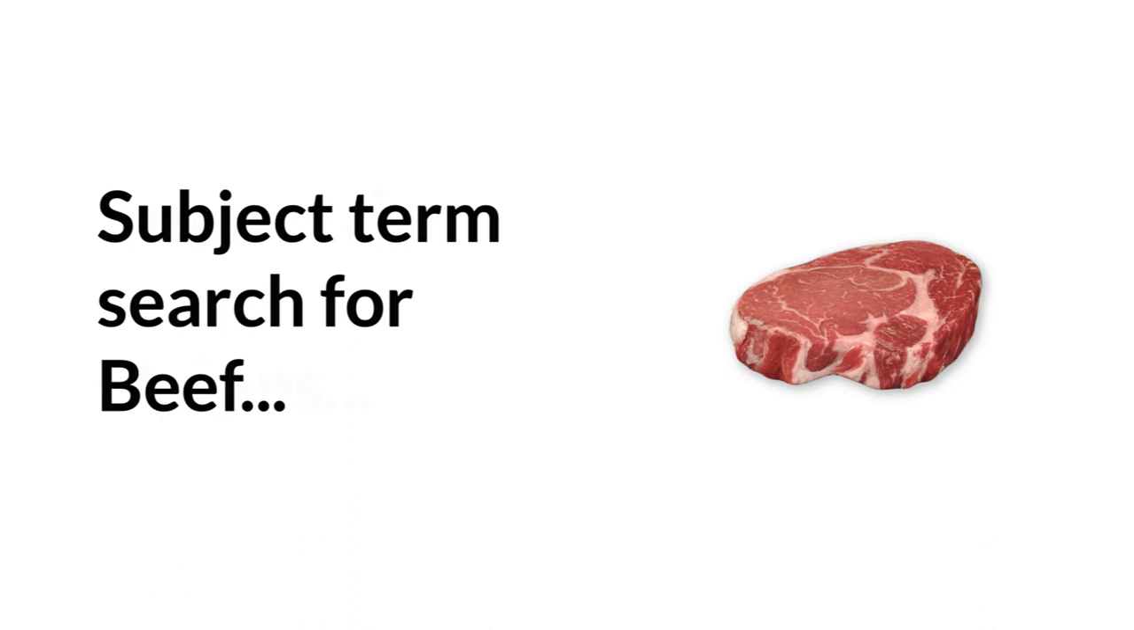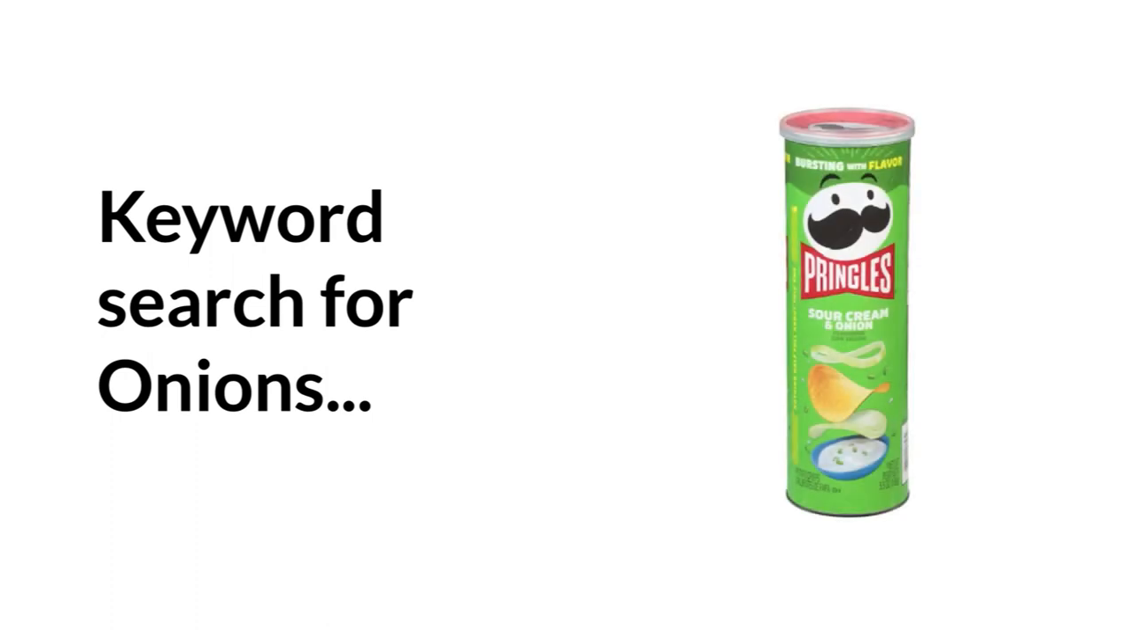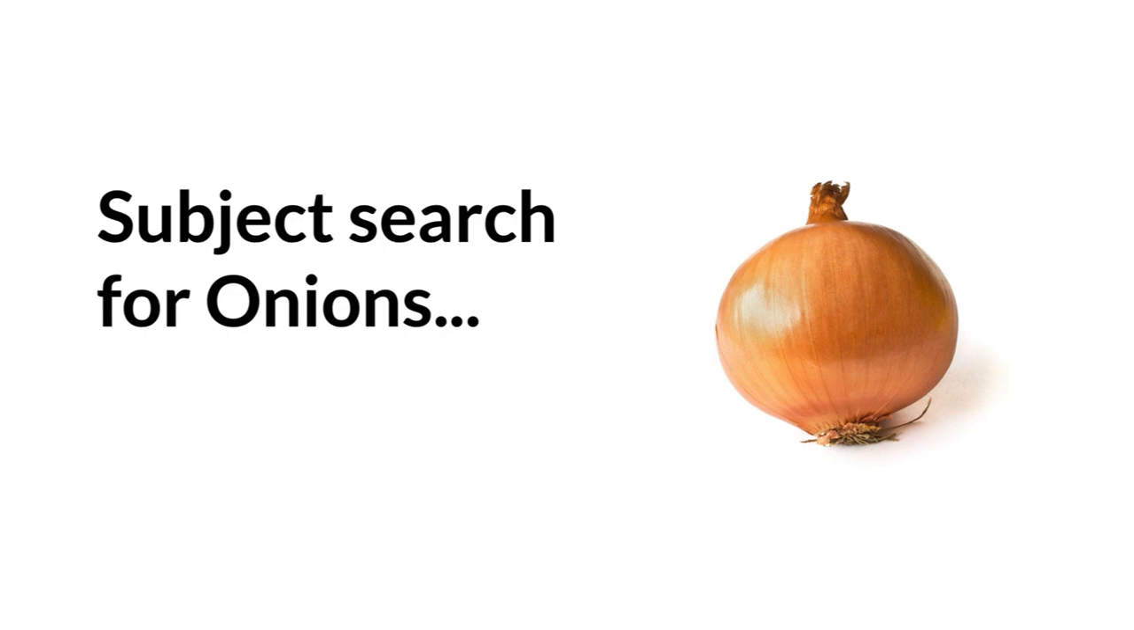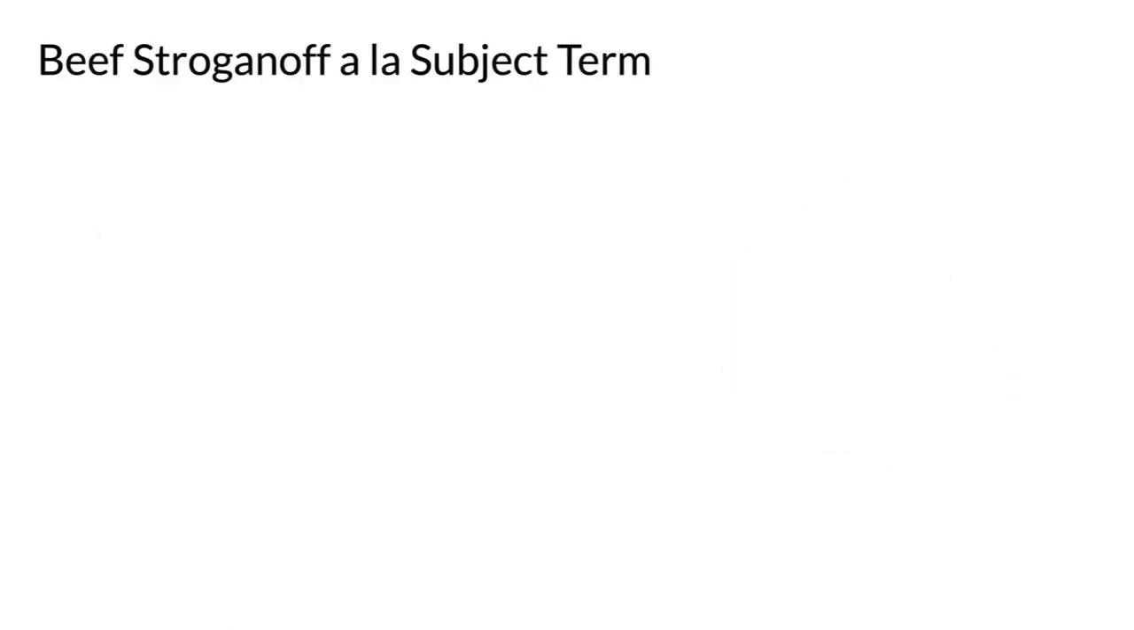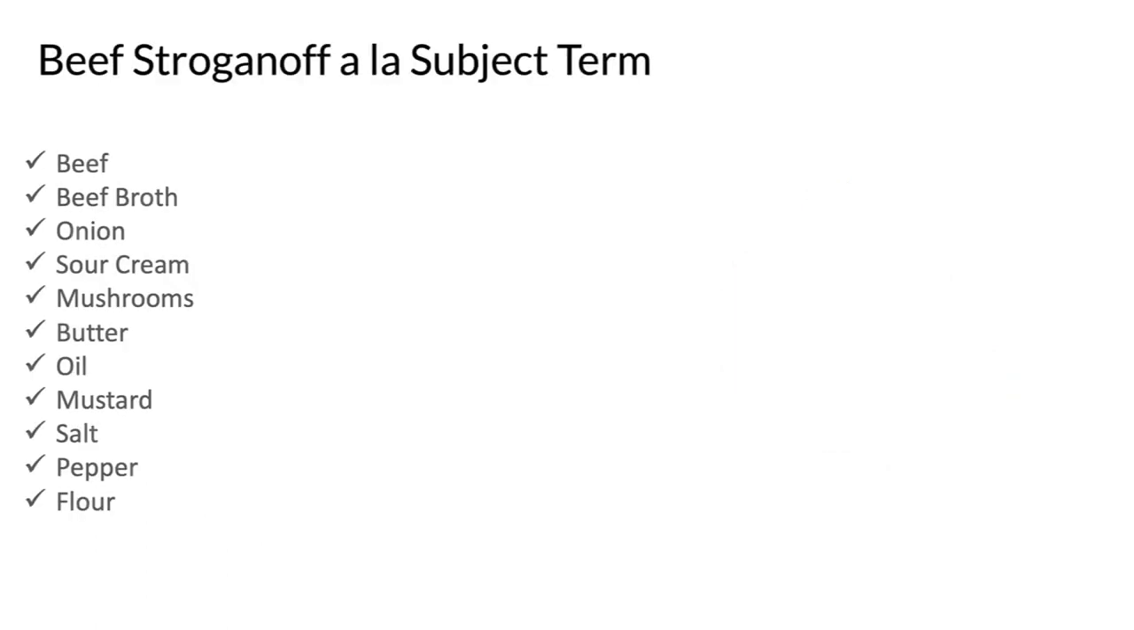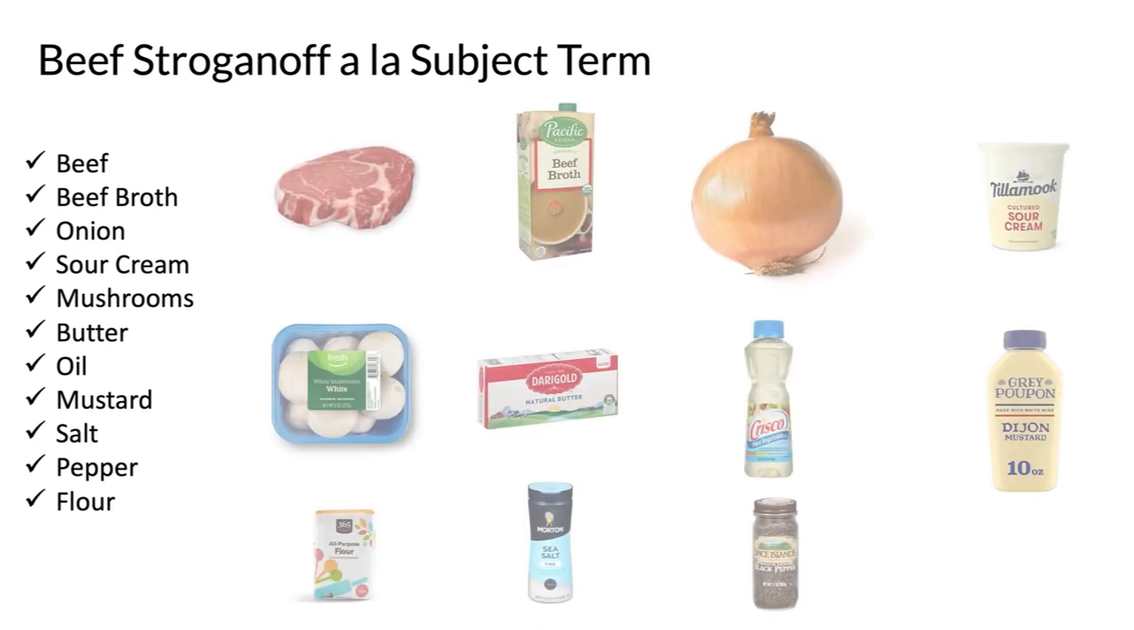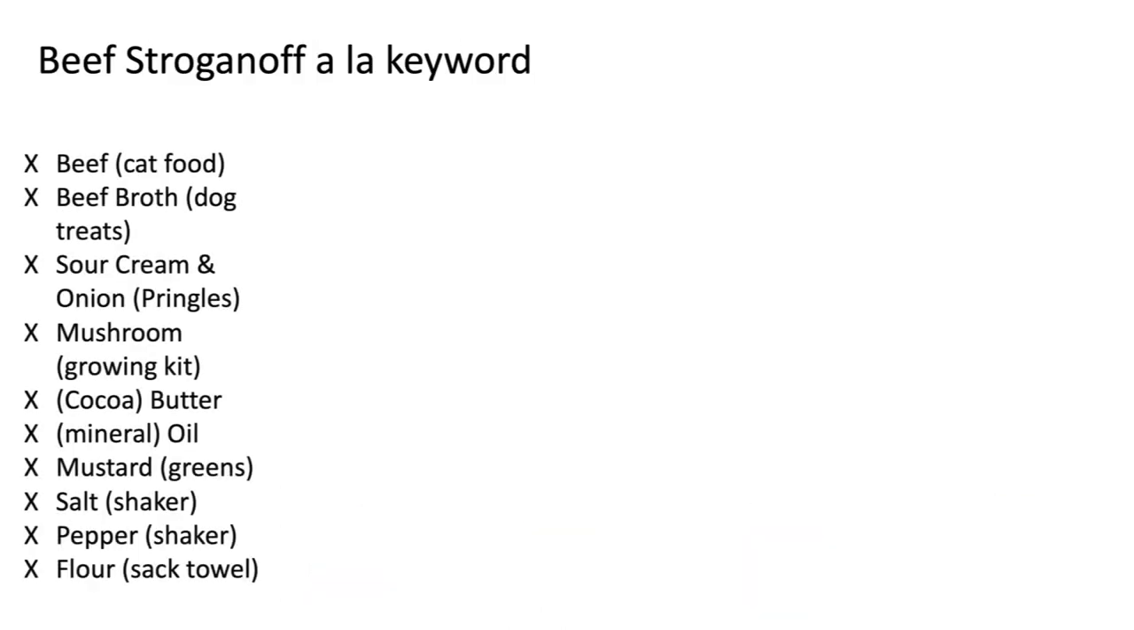Here's another example. A keyword search for onions might give us these sour cream and onion chips, while a subject search gives us actual onions. Many of our searches include multiple items. Let's say we were searching for ingredients to make a beef stroganoff. If we use subject terms, we can be fairly confident that we'll find the right items. Whereas, if we are only searching with keywords, we might end up with a pretty unappetizing meal.